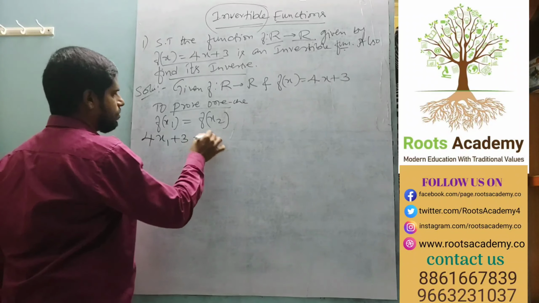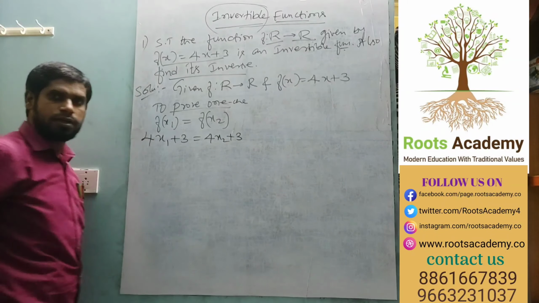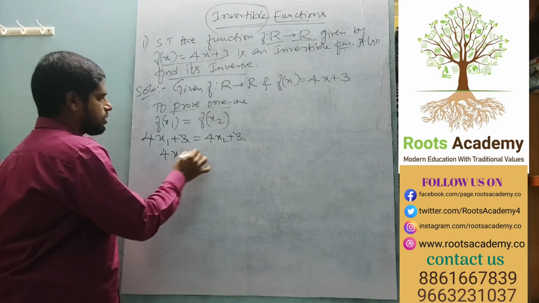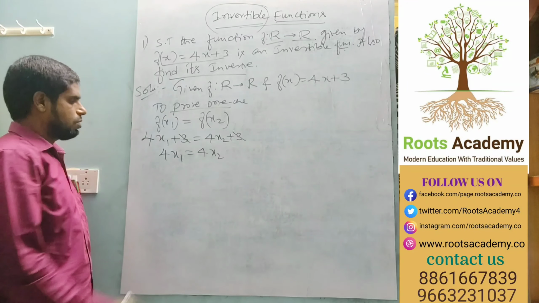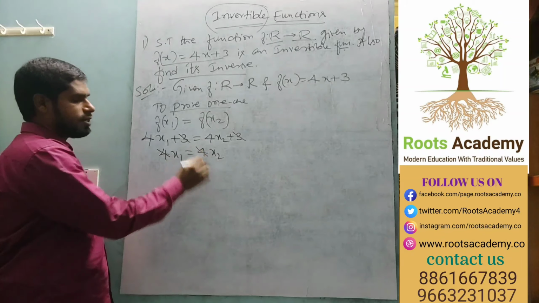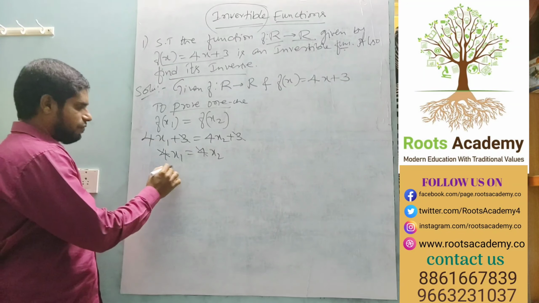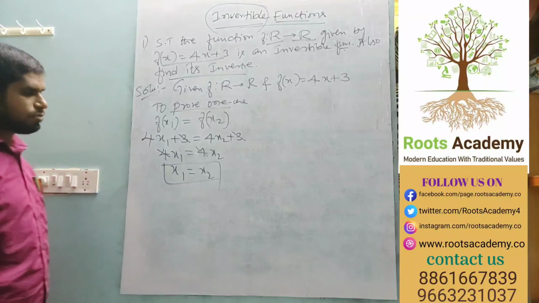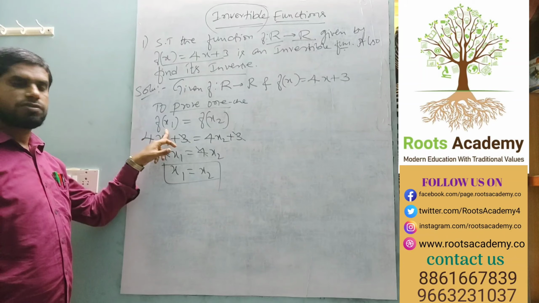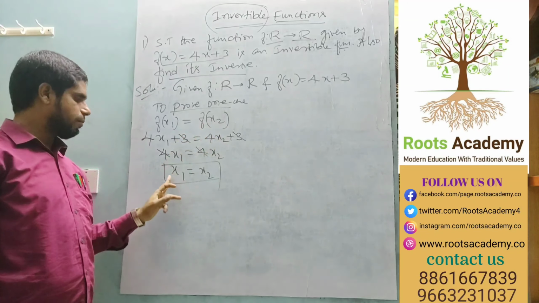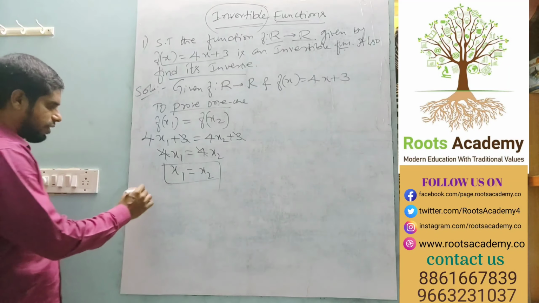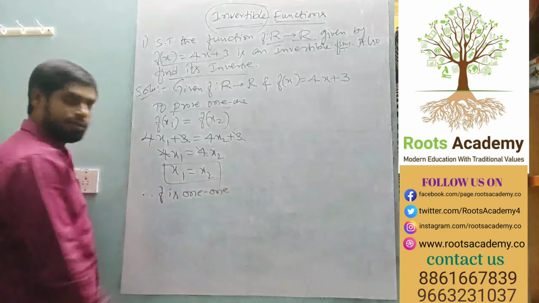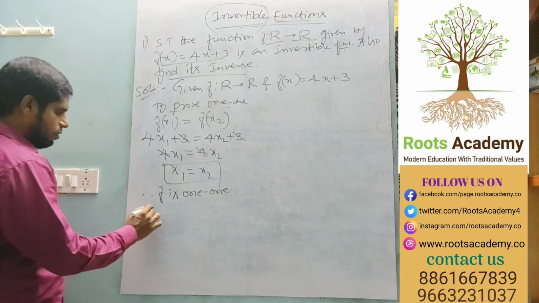4x1 plus 3 is equal to 4x2 plus 3. After this, plus 3 and plus 3 get cancelled. 4x1 is equal to 4x2. Now left-hand side 4 and right-hand side 4 both get cancelled. Finally the left out is x1 is equal to x2. The condition is f of x1 should be equal to f of x2, and with that we proved x1 is equal to x2. Now we can declare that f is 1-1. Let us prove onto.